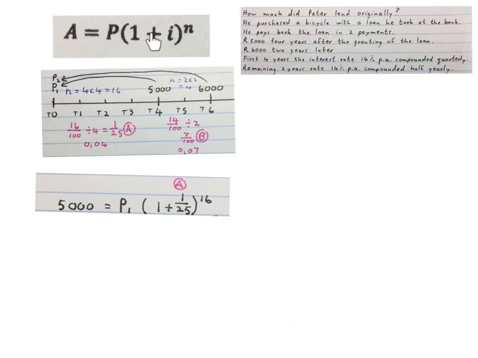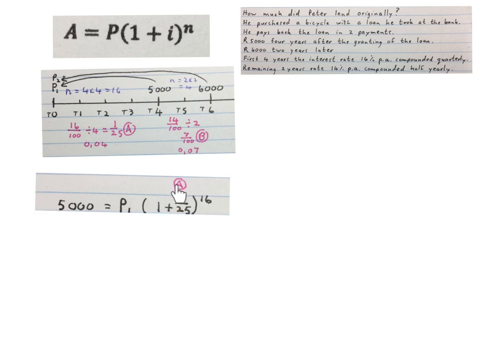So we use the compound increase formula to find out what the original amount was that he lent that grew to 5,000 Rand after 4 years. So he paid back the 5,000. We need to find out how much he lent. This is the interest rate, the I, and he paid interest 16 times.